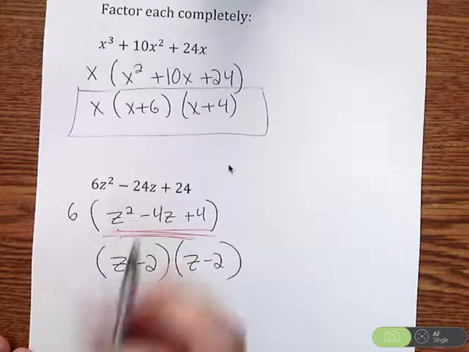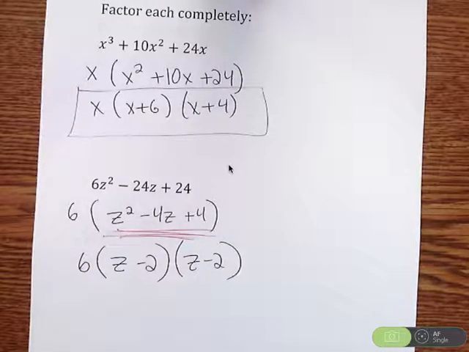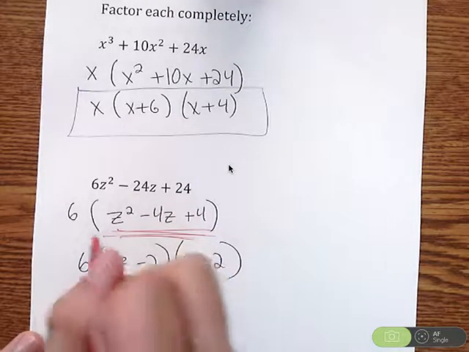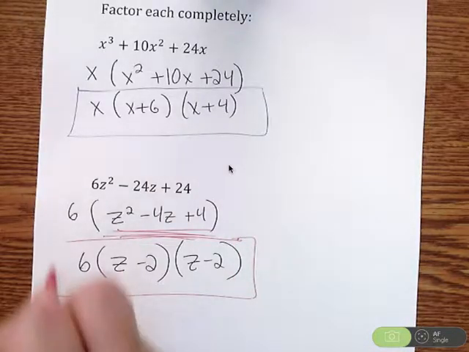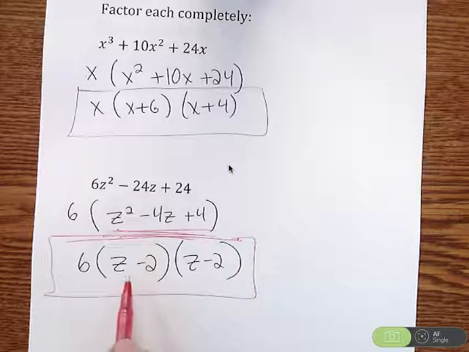I still have this 6 left that is part of my factors. So the complete factored form there is 6 times z minus 2 times z minus 2. That is factoring when there is a greatest common factor present.